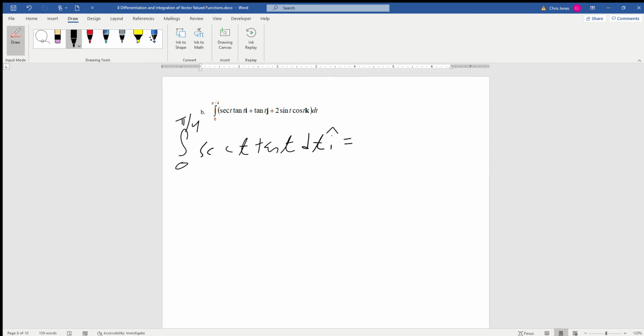And we know the antiderivative of secant tangent is just going to be secant, since the derivative of secant is secant tangent. So that's sec t i from 0 to pi fourths. And then let's just go ahead and immediately substitute that in. So it's going to be equal to sec of pi fourths minus sec of 0, i.